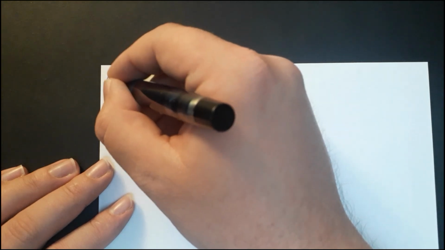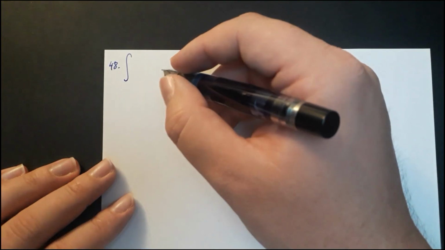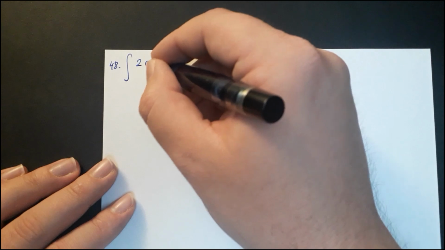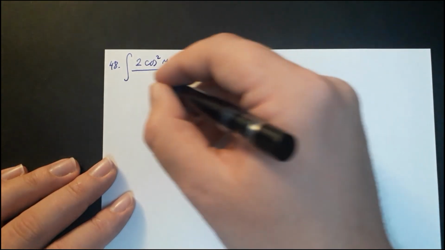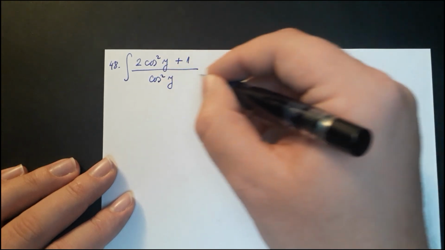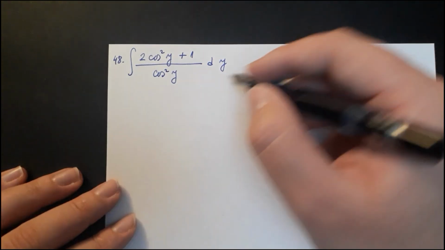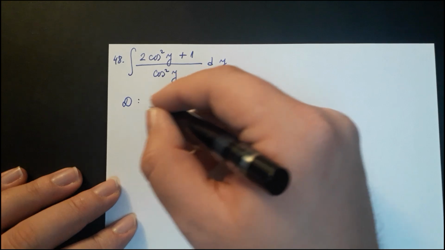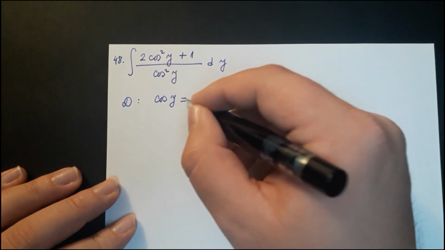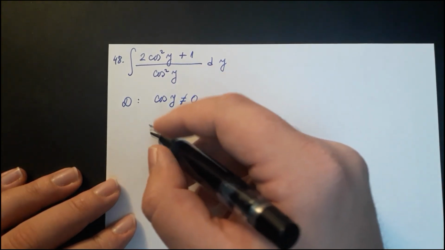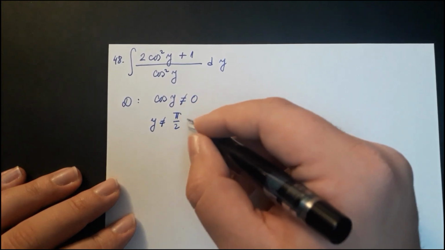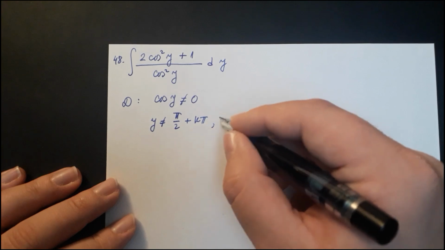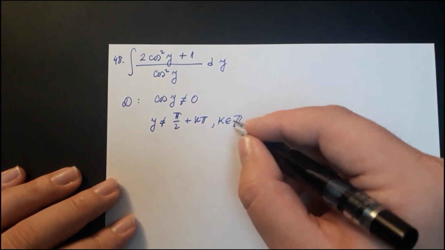Integral number 48 on our list is an integral of 2 cosine squared of y plus 1 divided by cosine squared of y dy. This integral is defined when cosine y is different from 0, and that means that y has to be different from pi half plus k pi, where k is an integer.